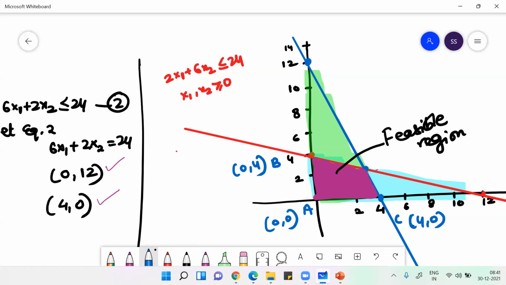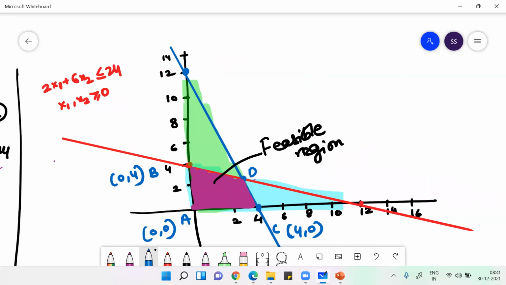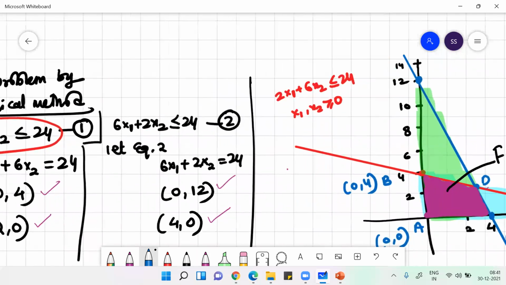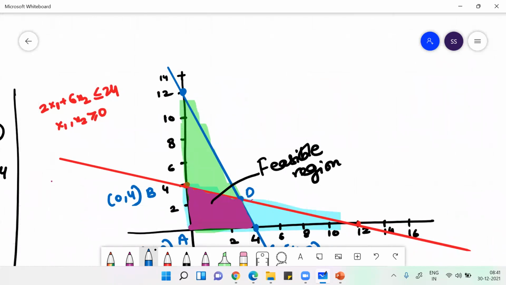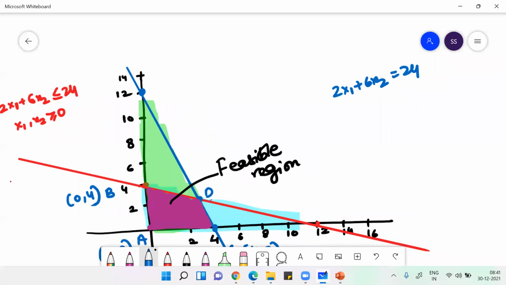This D, not C, this D. D is basically the point where these two lines intersected. The first line was 2x1 plus 6x2 equal to 24. The second line is 6x1 plus 2x2 equal to 24. So what is this point D? D is the point where these two lines intersected.